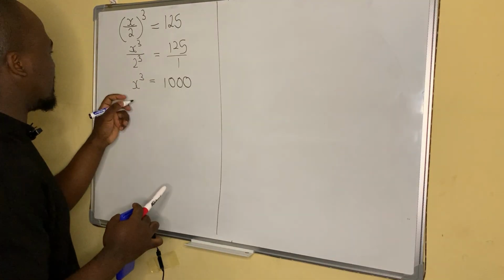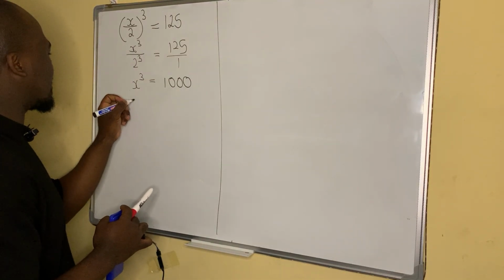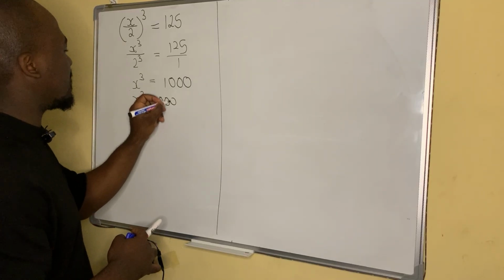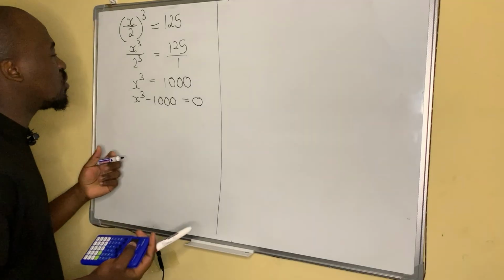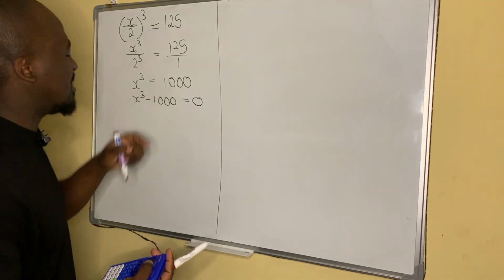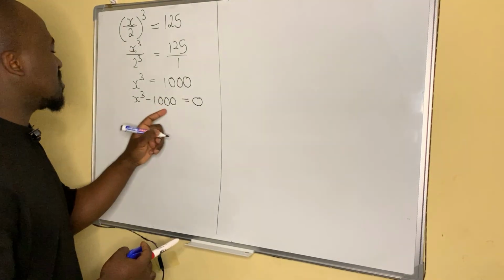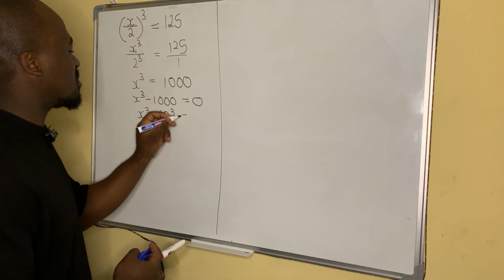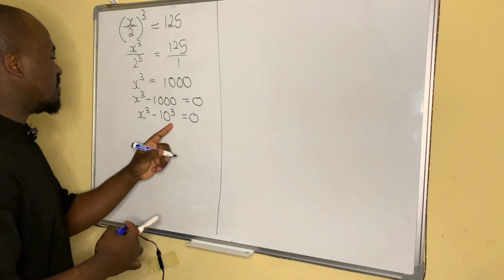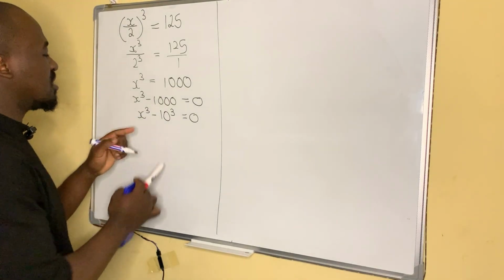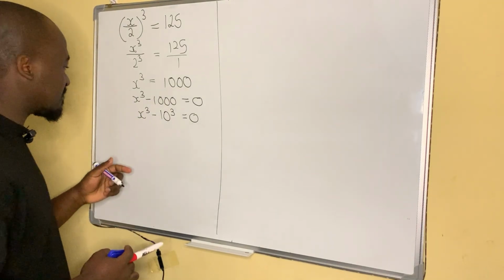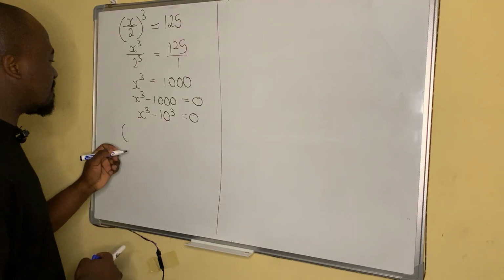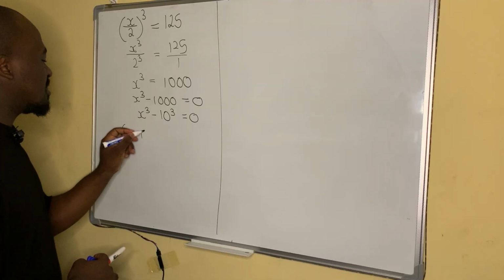Now, this is 1,000. So remember, if we have something like this, we turn this to this side: x cubed minus 1,000 equals 0. We can only do this if we see that this is cubed and this can be changed to cubed. If we change this to cubed, we're going to have x cubed minus 10 cubed, which equals 0. Then this now tells us that it's a difference of 2 cubes. If it's a difference of 2 cubes, then open a small bracket, and we're going to have x minus 10.